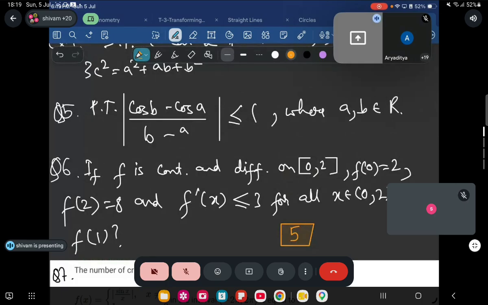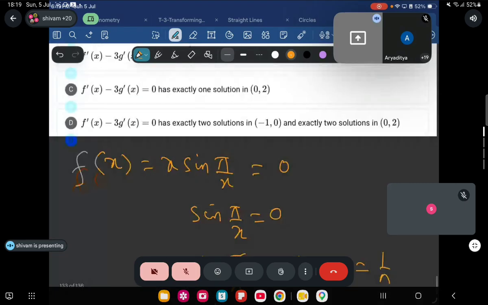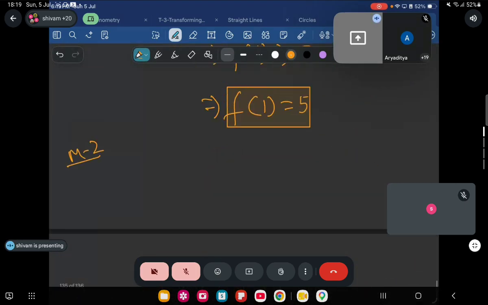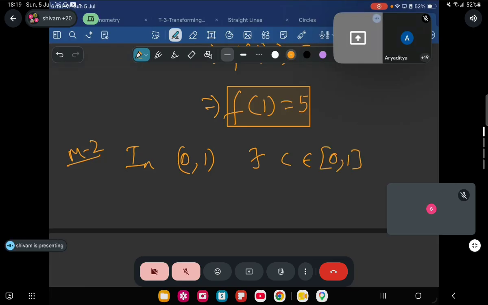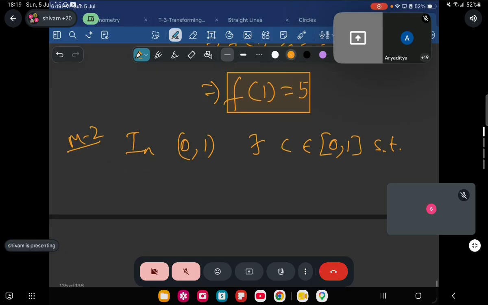0 to 2, right? So first of all, I'm going to apply LMVT in 0 to 1 and then I'm going to apply LMVT in 1 to 2. Okay, everyone. So in the interval 0 to 1, there exists some C belongs to (0, 1) such that f dash C is equal to f of 1 minus f of 0 upon 1 minus 0.